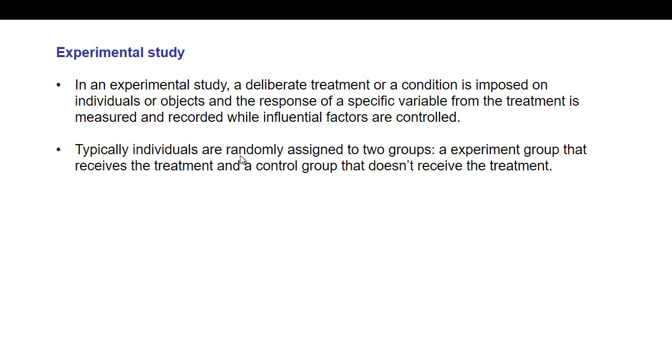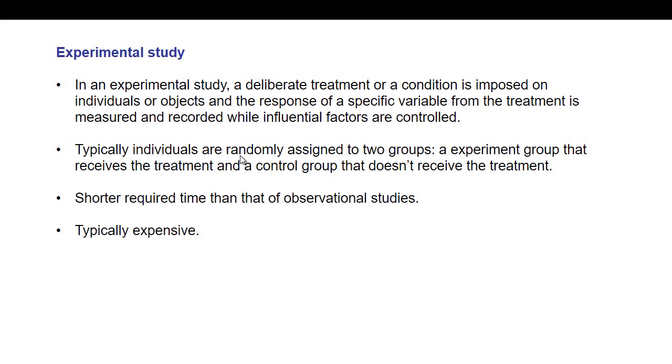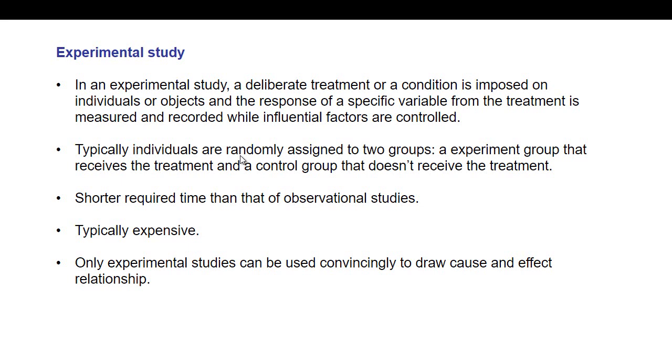Typically, individuals are randomly assigned to groups, typically an experiment group that receives the treatment and a control group that doesn't receive the treatment. The required time for an experimental study tends to be higher than that of observational studies. Experimental studies tend to be more expensive than observational studies. Only experimental studies can be used convincingly to draw cause and effect relationships.